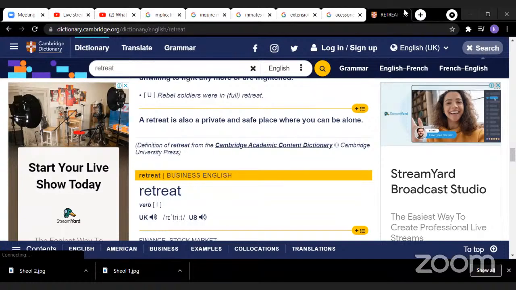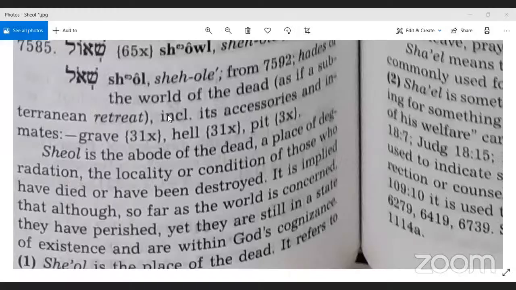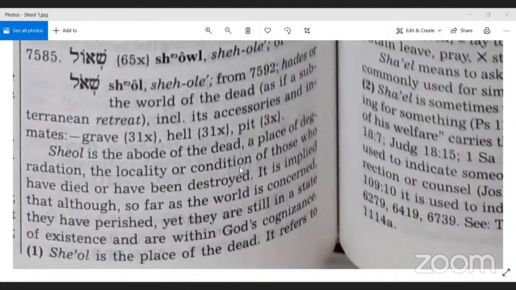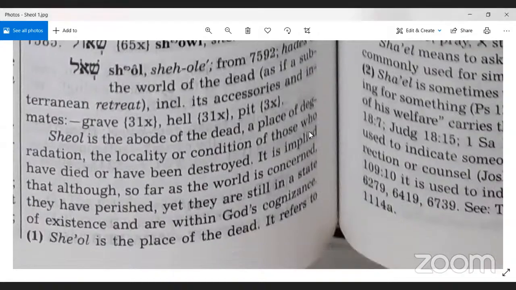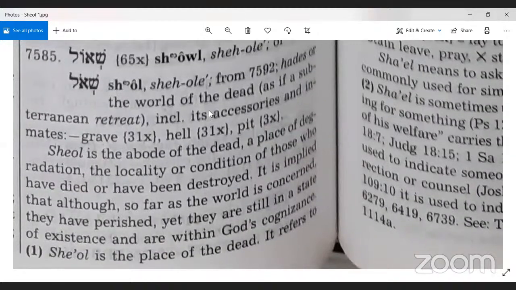Okay, so this would not go with what the author is saying, right? Because it says here that there are inmates, remember? It says subterranean retreat, including its accessories and inmates. Right. Okay, so we check this out. It is implied, although I'm not too sure if that's implied, I'll have to give this more thought.